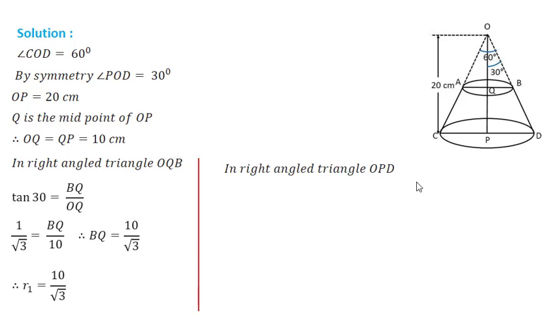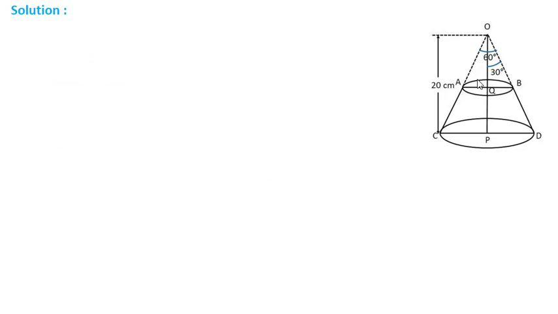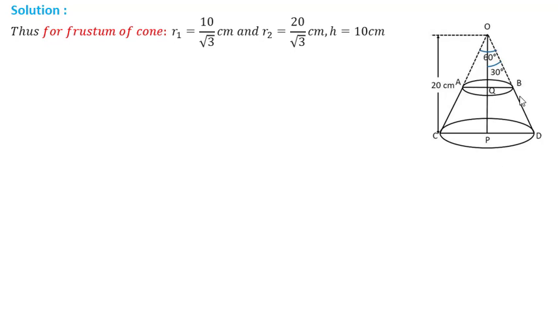Similarly, I will consider triangle OPD. Now in this bigger triangle OPD, again this angle is 30 degree. So I will say tan 30 degree is equal to PD upon OP. This gives me the value of PD as 20/√3. So I have R2. For this frustum of cone, I have r1 as 10/√3 centimeter and r2 as 20/√3 centimeter, and this total height as 10 centimeter. And for cylindrical wire, I have radius as 1/32 centimeter and length is unknown.